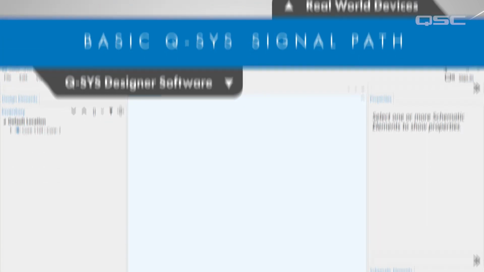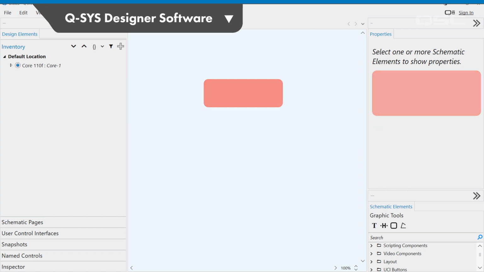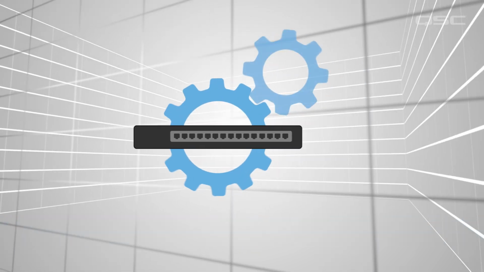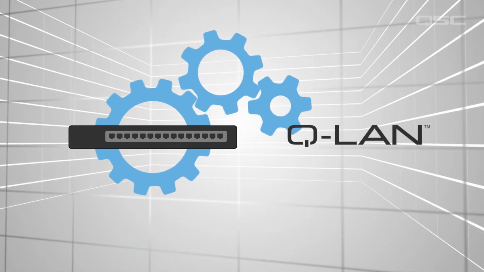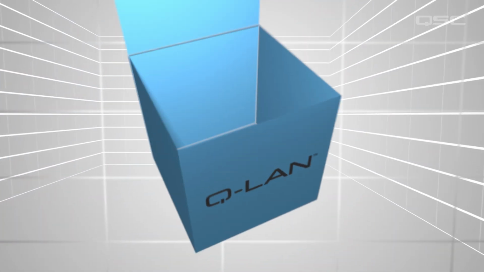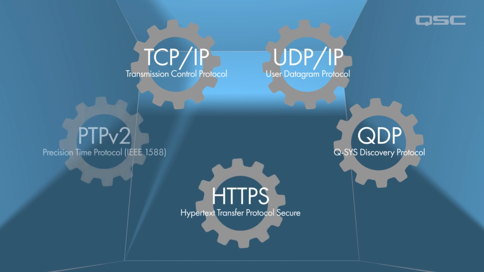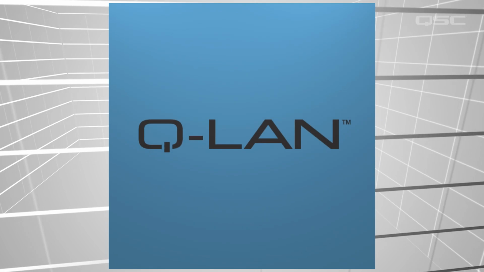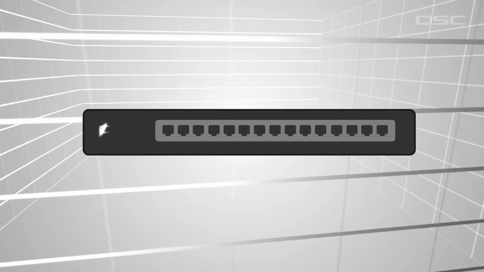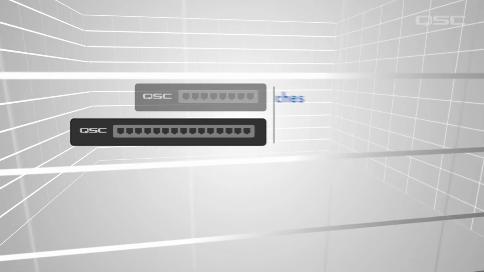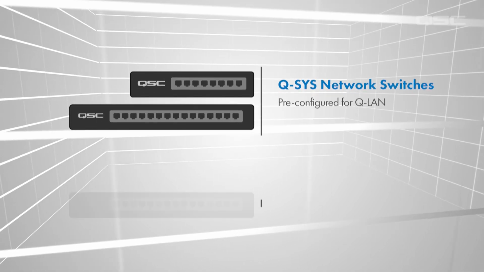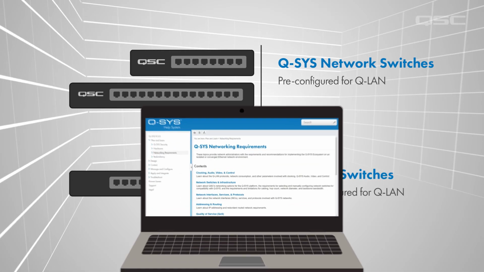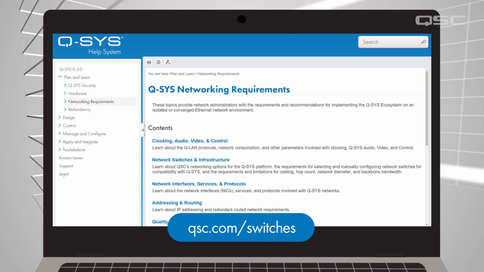The switch itself is not represented within the QSys design in any way, but your switches do need to be configured with certain protocols in mind in order to make sure that QSys network traffic, known as QLAN, will work properly. QLAN is simply a collection of standard IT protocols and priority levels that make QSys audio, video, and control transport possible. To make this easier, QSC partners with major switch manufacturers to offer pre-configured network switches that work with QSys right out of the box. But most modern configurable switches can be configured to transport QLAN traffic, with a little help from our QSys networking requirements documentation that can be found online.